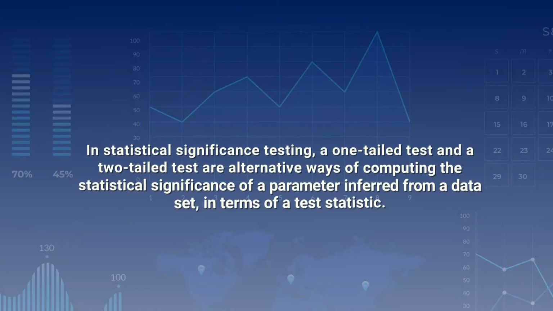But here we are just focusing on the one-tailed test and two-tailed test, and in our forthcoming sessions we are going to talk more about the Z-test, F-test or the chi-square test, which are important ingredients as far as testing is concerned. So anyway, in statistical significance testing, a one-tailed test and two-tailed test are alternative ways of computing the statistical significance of a parameter inferred from a data set in terms of test statistics.